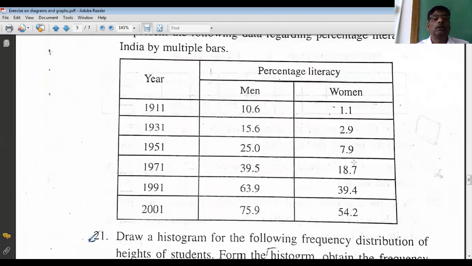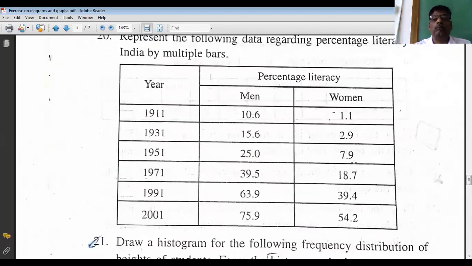And someone asked me regarding question number 20. Yesterday, someone asked to solve this problem: present the following data regarding percentage literacy in India by a multiple bar diagram. Year-wise information is there. Men's literacy percentage is there, then women's literacy percentage is there.